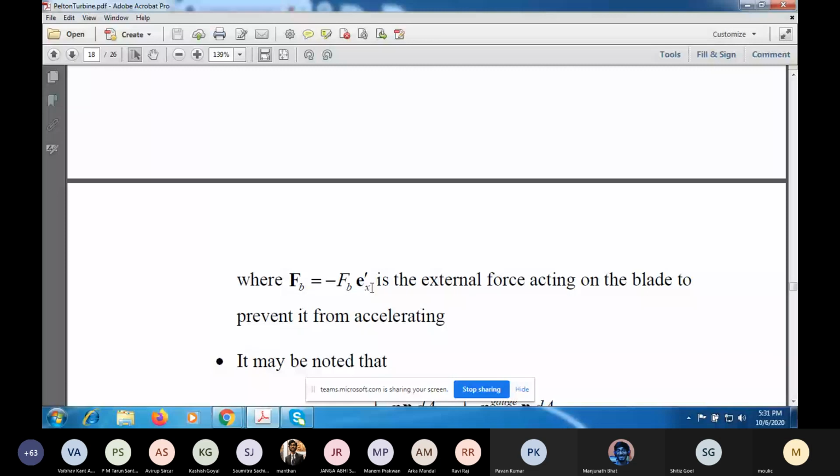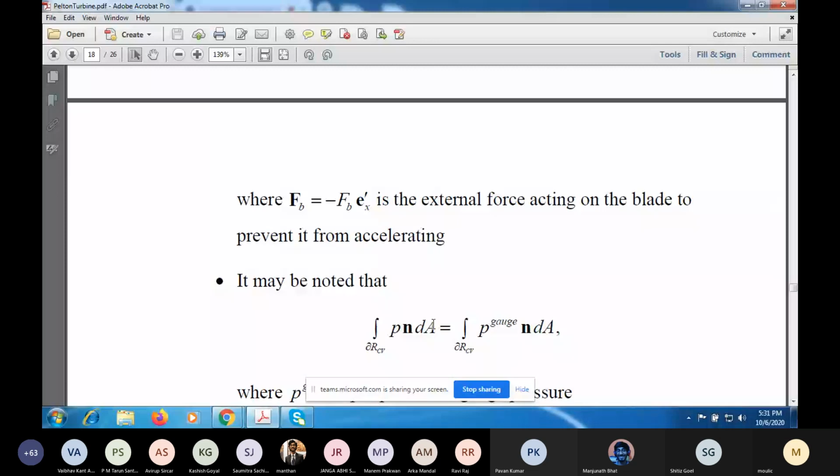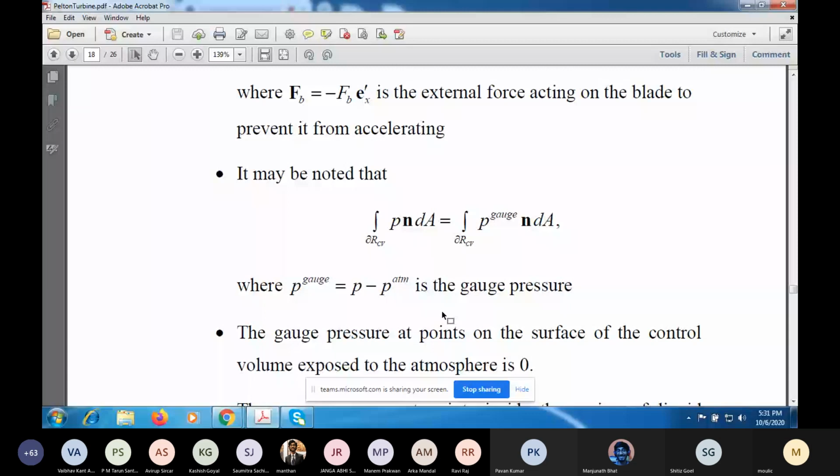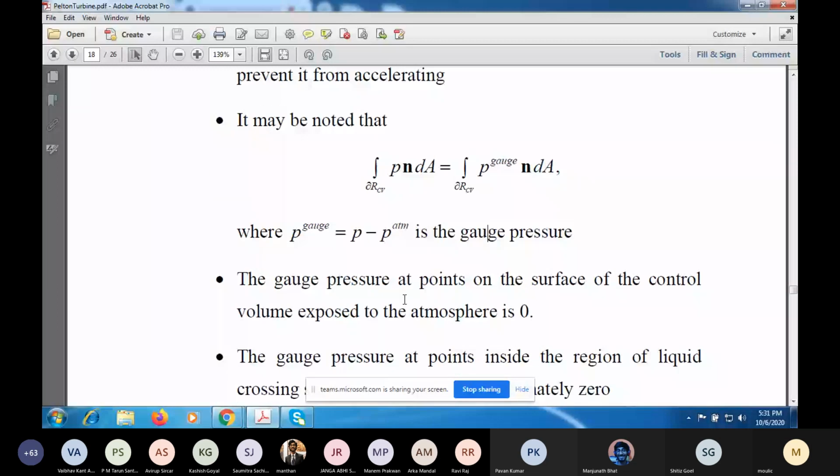Now we have shown that P n dA is the same as P gauge n dA, where P gauge is the gauge pressure, that is P minus the atmospheric pressure. So if you look at a book written by an American author, they will spell gauge pressure as GAGE. Now the gauge pressure is zero at points on the surface of the control volume which is exposed to the atmosphere, because there the pressure is atmospheric pressure.